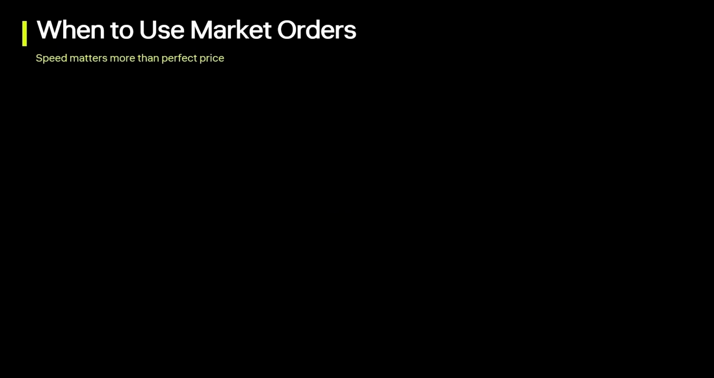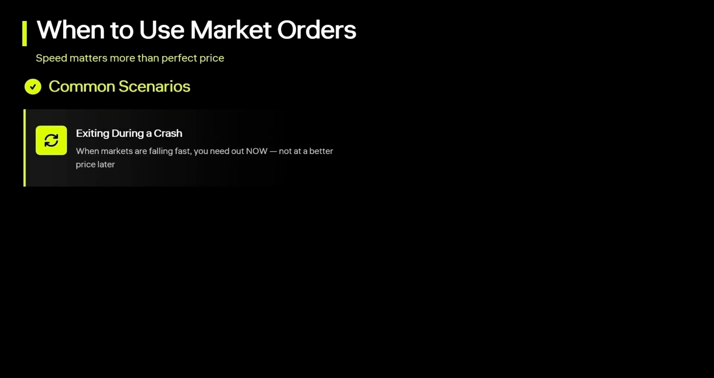Now, why do traders use market orders? Market orders are useful when getting in or out quickly, and when the speed of it matters more than getting the perfect price. For example, some common scenarios are exiting during a crash. When markets are falling fast and you want out now at a better price than later, you just click market order.